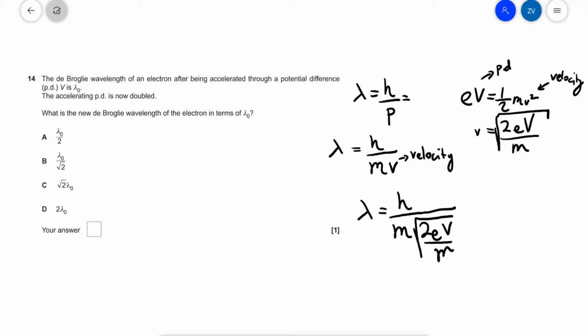Now we know that if we double the accelerating potential, capital V over here, the new de Broglie wavelength will be proportional to that original value divided by the square root of 2, because everything else in the equation is exactly the same, and by proportionality the correct answer has got to be B.